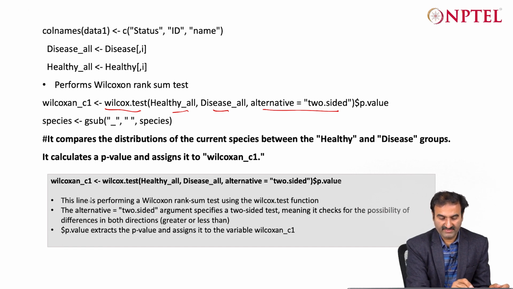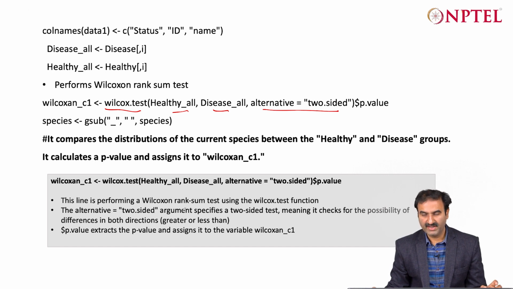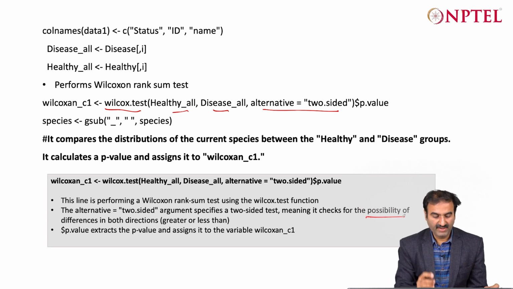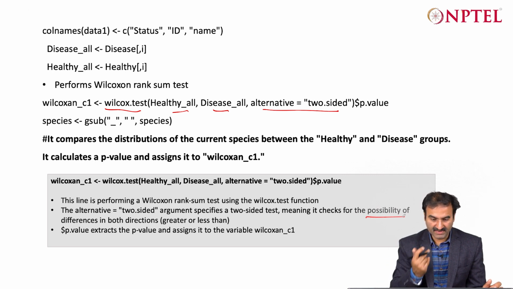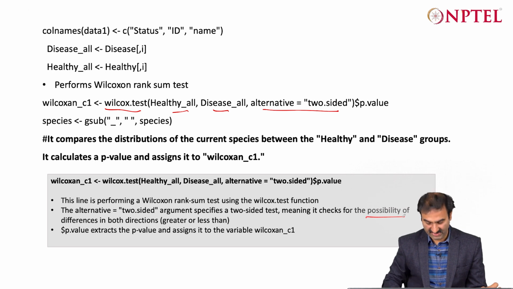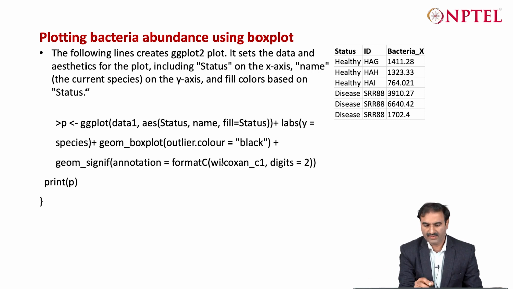So basically this line is performing a Wilcoxon rank sum test, which I just mentioned, and a two-sided test. That means it is calculating for the possibility of differences in both directions, the positive side or negative side, greater or less than, and it will calculate the p-value for the variables. So far in the previous slides we have looked at how to initiate ggplot2 and also how to carry out the Wilcoxon test and save the test results in a variable, wilcoxon CI.